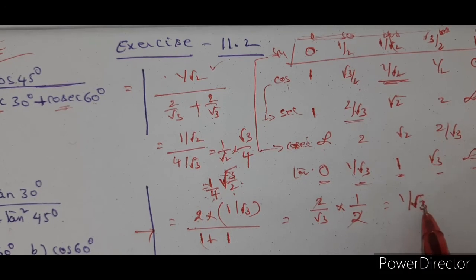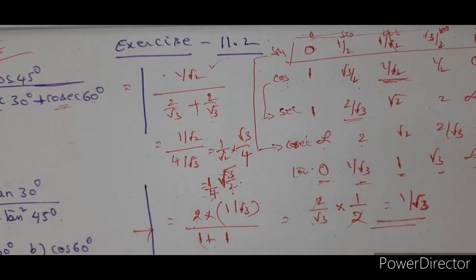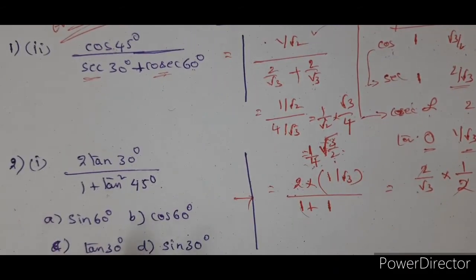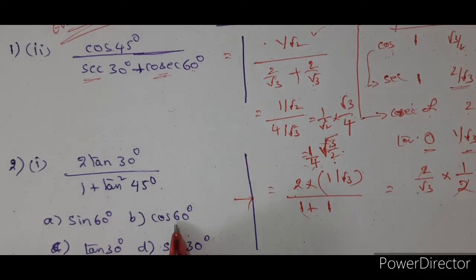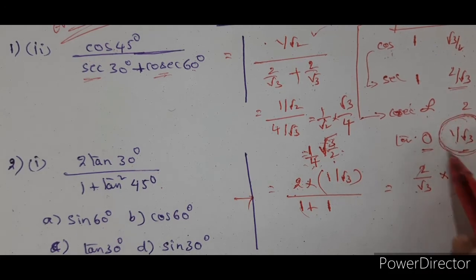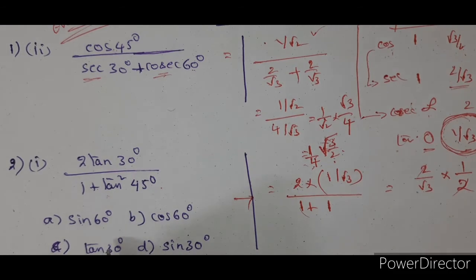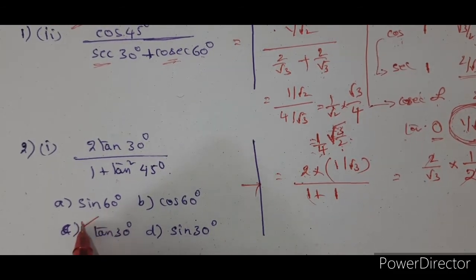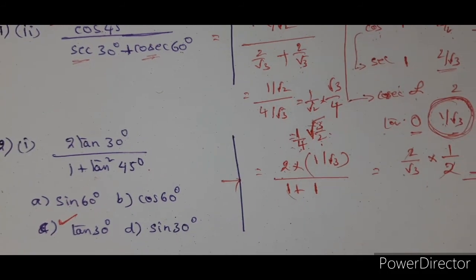Now what is the problem? The problem here is that this is the answer, but he is asking that answer in terms of the options. He is asking whether it is equal to sin 60, cos 60, tan 30 or sin 30. Where is 1 by root 3? Here is 1 by root 3. That means tan 30 degrees. So which answer is the right one? Option C is the right option. Okay, so please note it down.